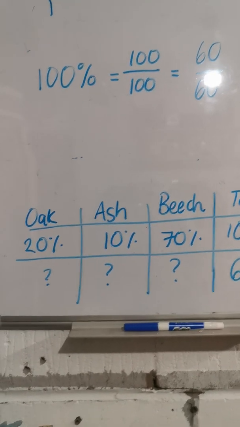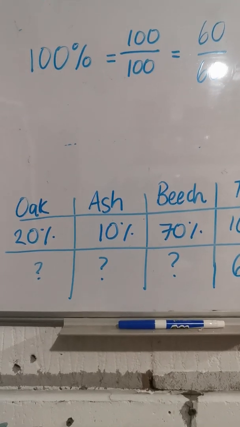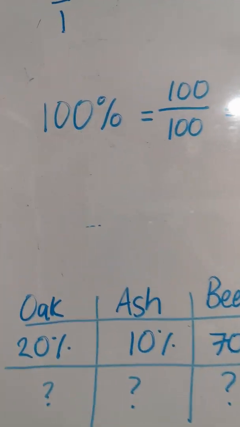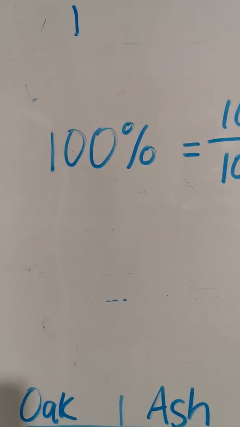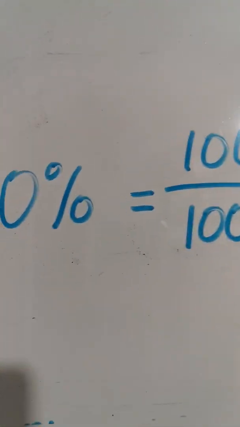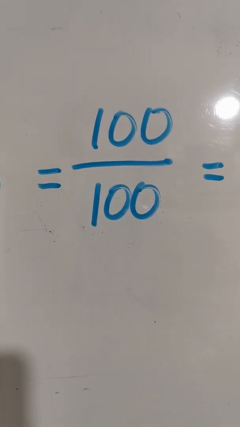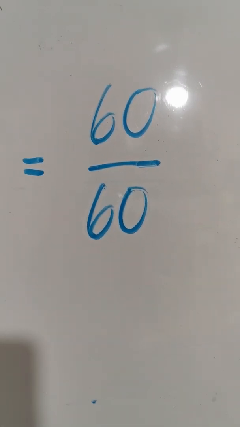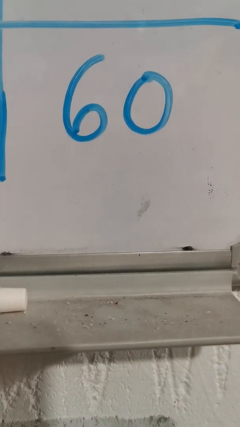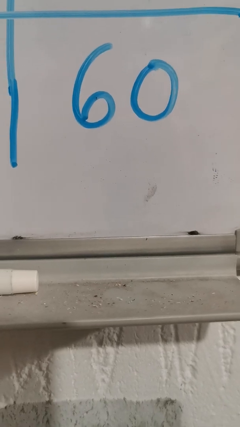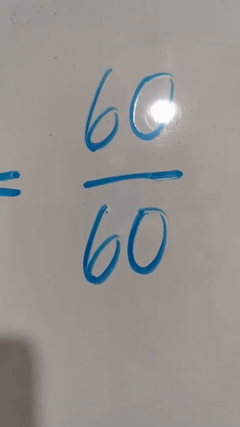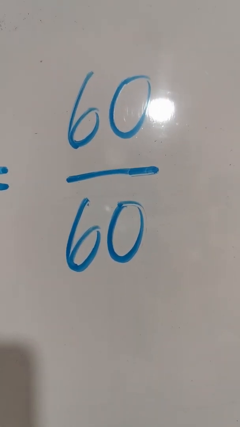So now that we've worked out what all of the percentages are, how on earth do we work out how many oak trees this means, how many ash and how many beech? Well, we know that 100% is the same as the fraction, remember that, think fraction, as 100 out of 100, which is the same as 60 out of 60, or 60/60ths. Now I've chosen that number because the scientist or the conservationist has decided to plant 60 trees. So our total number of trees is going to be 60/60ths if we plant them all.